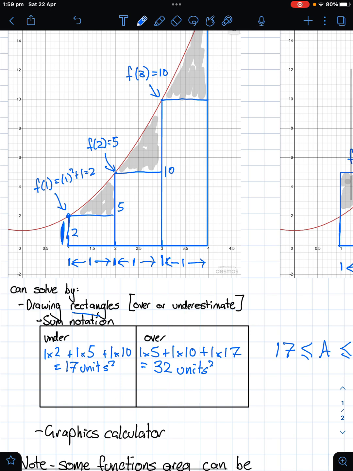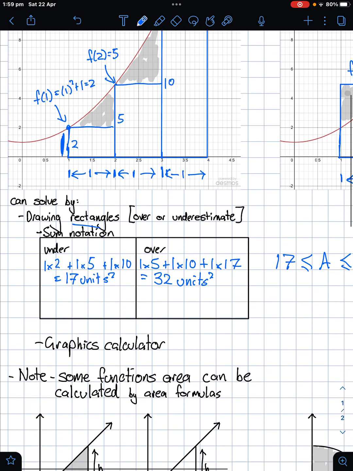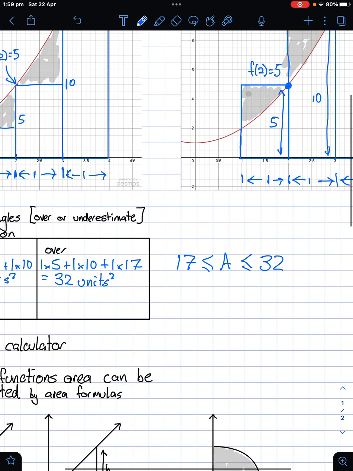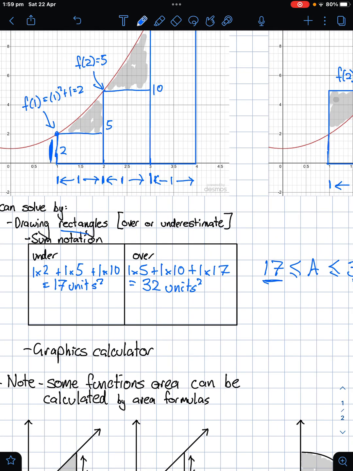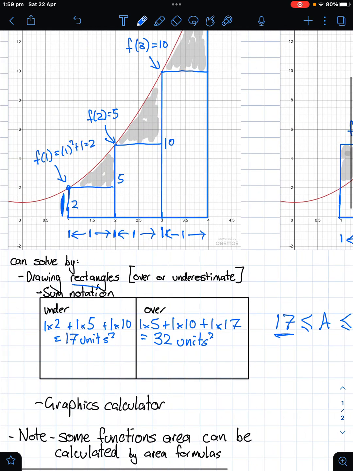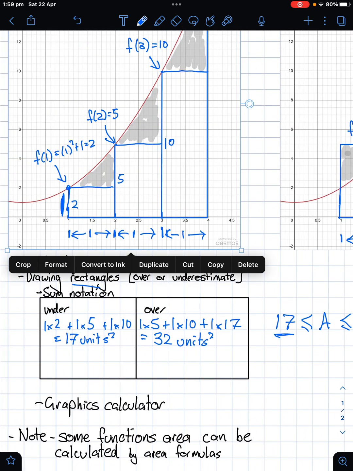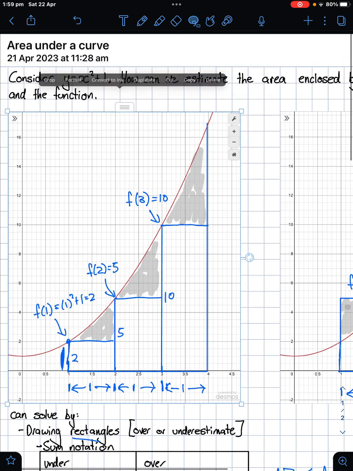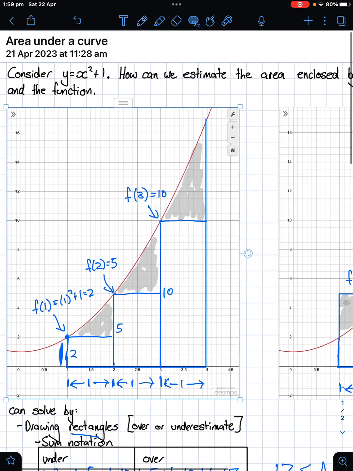Actually, let me stop for a minute. I was about to start explaining that this is quite a big gap here. We could probably break one of these into smaller rectangles and it would give us a better estimate. So if we were to consider this, let me just copy and paste this. I'll move this below.